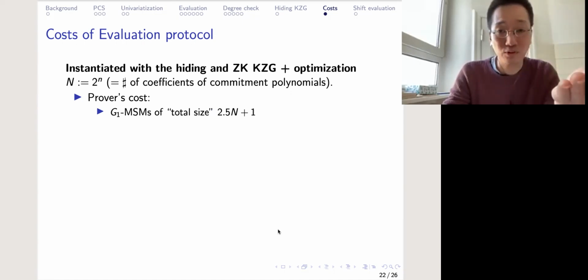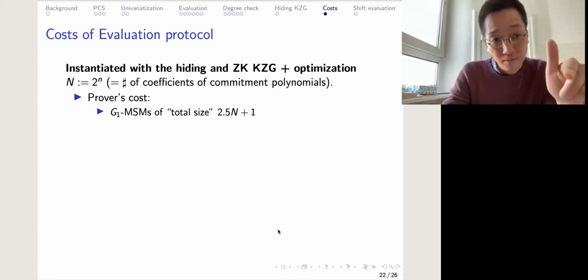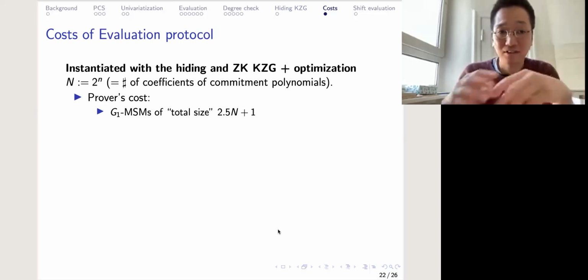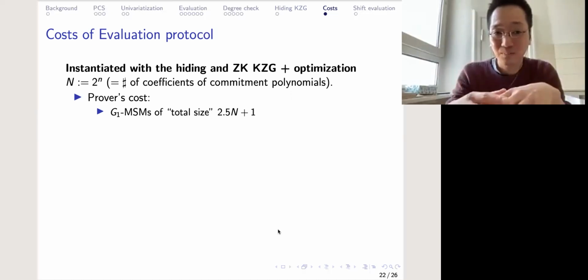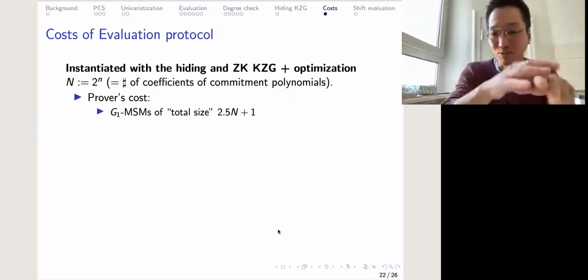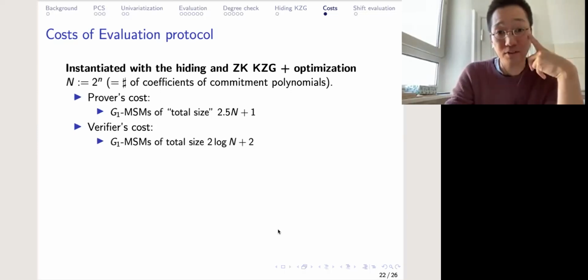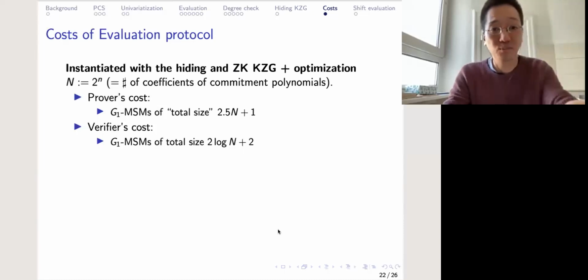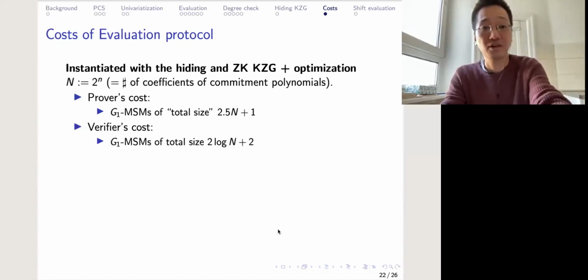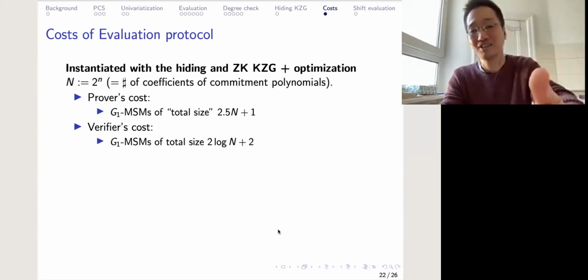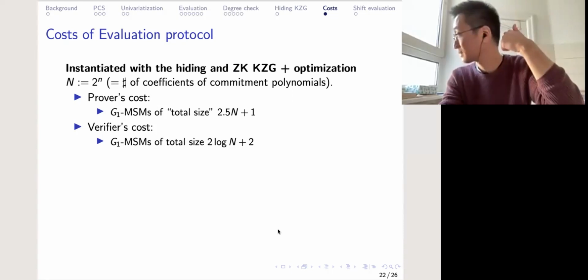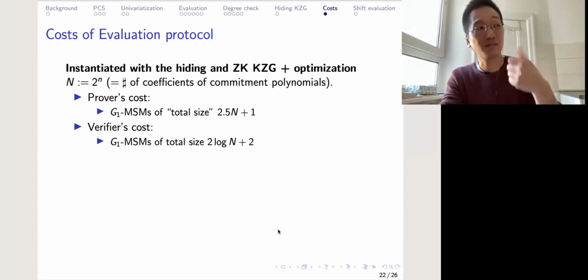This is the cost of the evaluation protocol. I don't include the commitment phase here. So the prover cost is a G1 MSM, the first elliptic curve group MSM, of total size 2.5n plus 1. And by total size, I mean this is an MSM of not one polynomial, but several polynomials, and total size means the total number of coefficients. The verifier cost is a G1 MSM of total size 2 log n plus 2. Oh, maybe I should say one more thing. The proof, of course, is mostly G1 elements that come from the commitments to the q_i's, the commitments produced during the evaluation protocol.